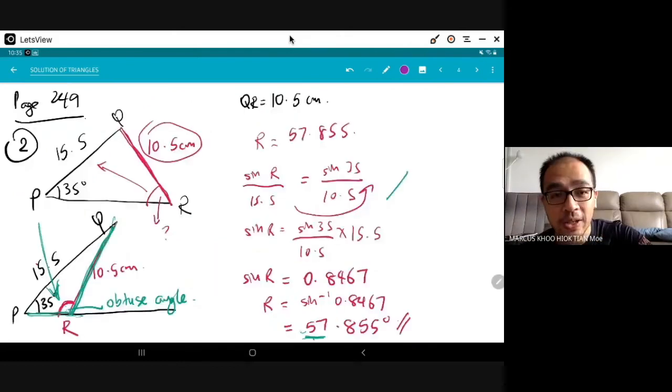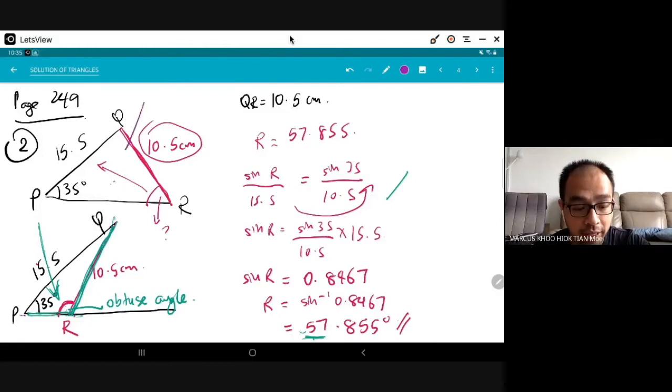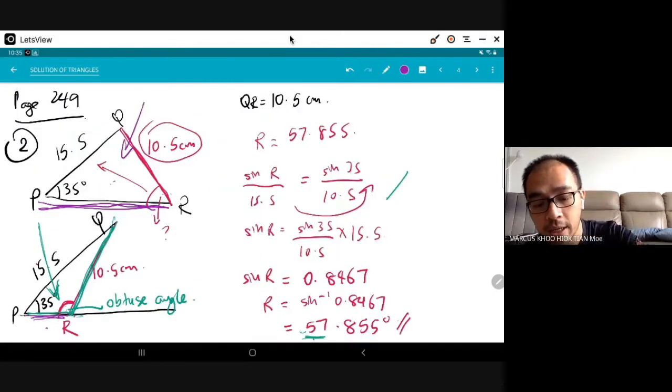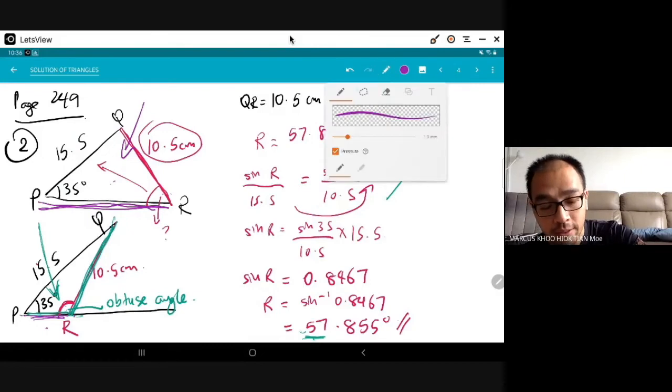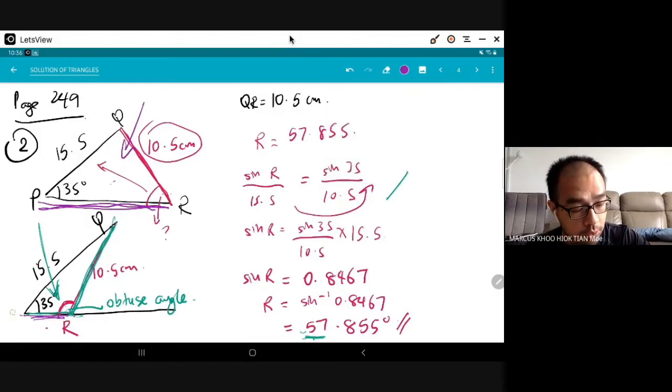Okay, so after that they say find the possible lengths of PR. You see in this first triangle, the PR is much longer because my QR is like this. But in this one, my PR is much shorter. If I'm going to find the PR, let me take the first triangle, and I'm going to rub the rest off.